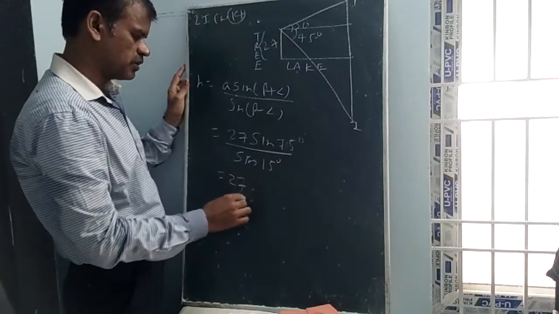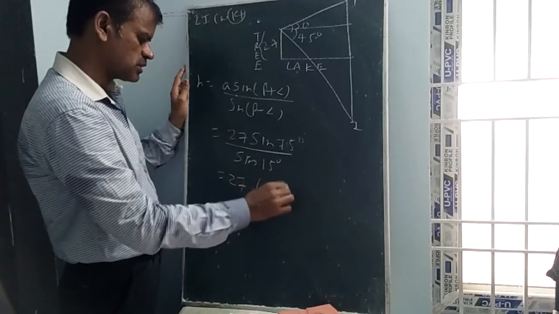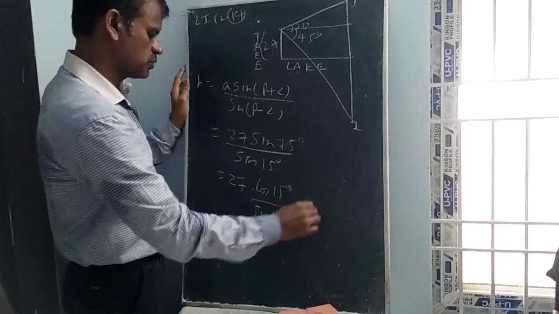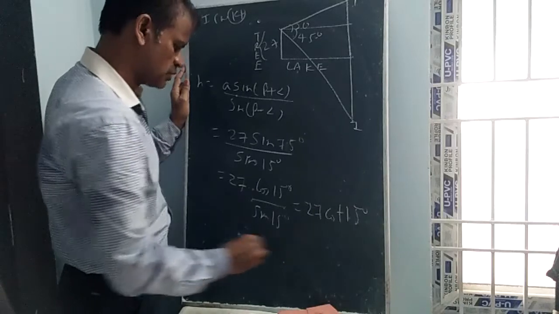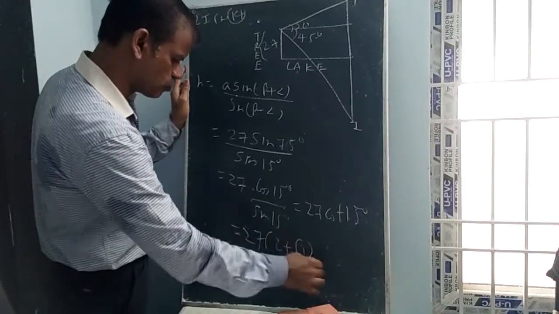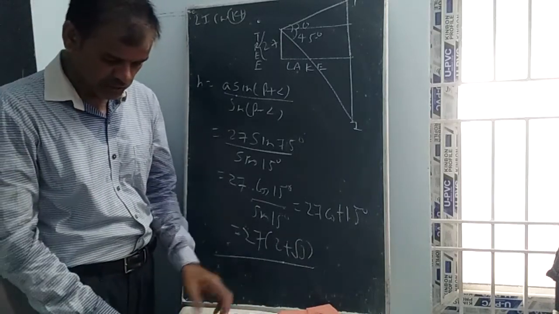So here I am writing 27 into sin 75, which can be written as cos 15, by sin 15. So cos 15 by sin 15 gives cot 15 degrees. We know that the value of cot 15 is equal to 2 plus root 3. So 27 into 2 plus root 3 is the right answer.